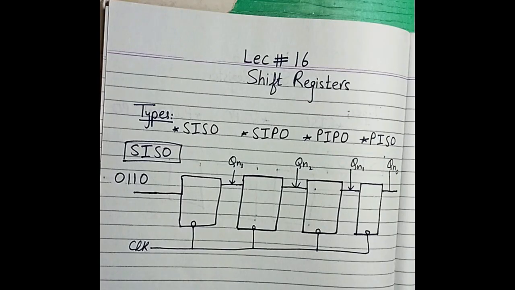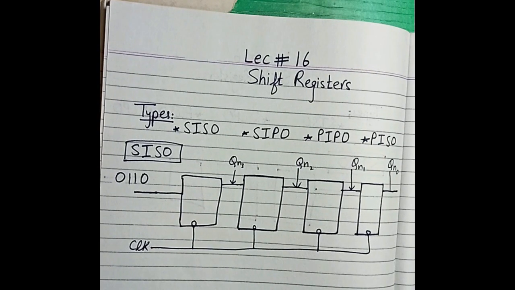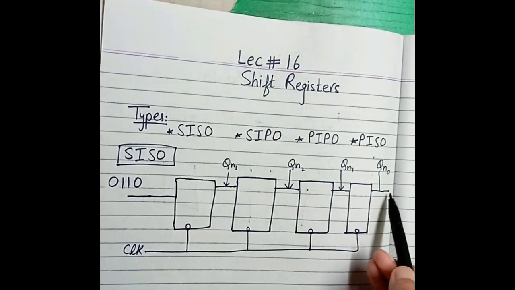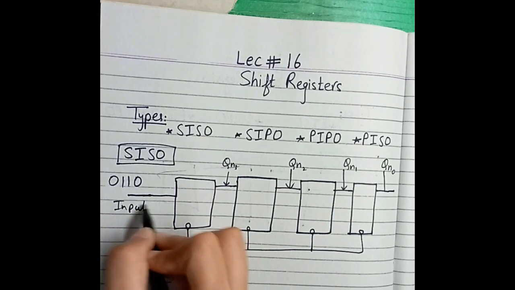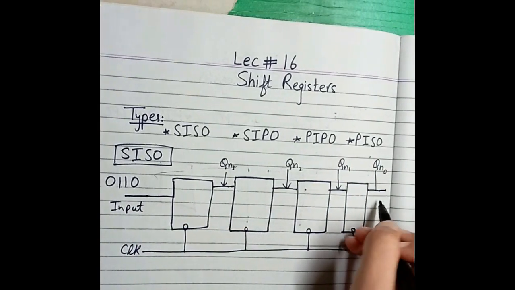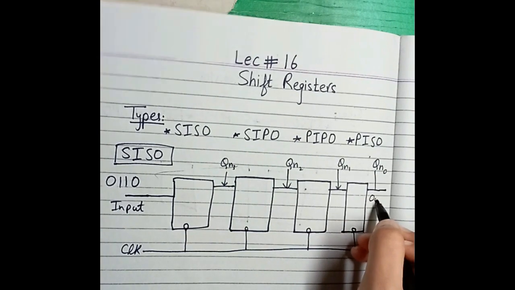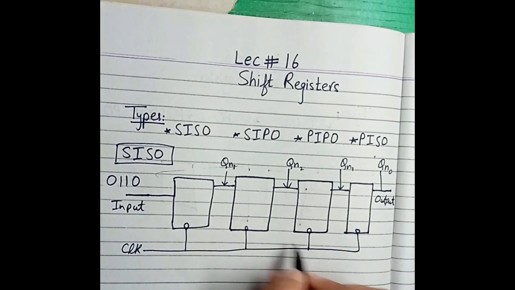We will start our today's lecture from serial input, serial output register. In this, we will have the serial input and the serial output. Our input is from this side. This is our input, and on the Q3 or Q0 we will get our output. This is the clock which is connected.